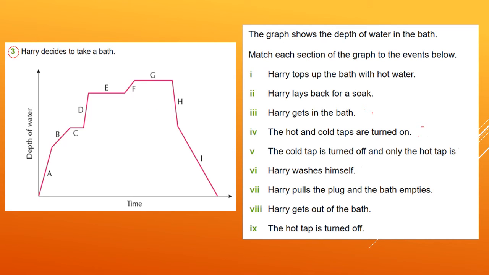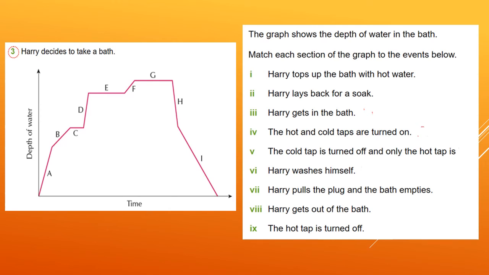The third question. Harry decides to take a bath. The graph shows the depth of water in the bath. Match each section of the graph to the events below. They are representing here some sentences describing each part of the graph. I advise you, when you want to solve such a question, to read all the statements first, and then start deciding which event usually happens first.